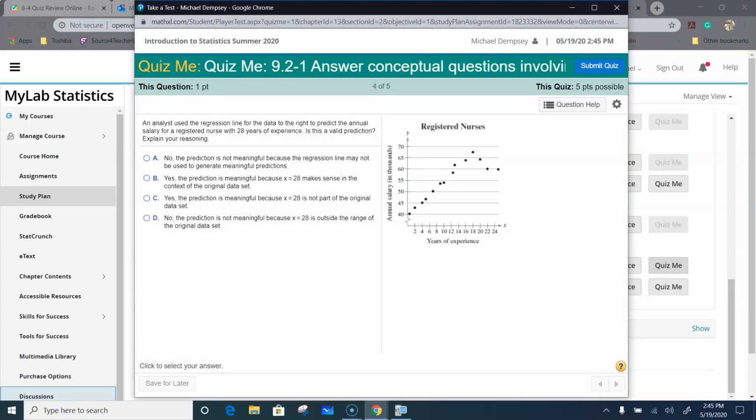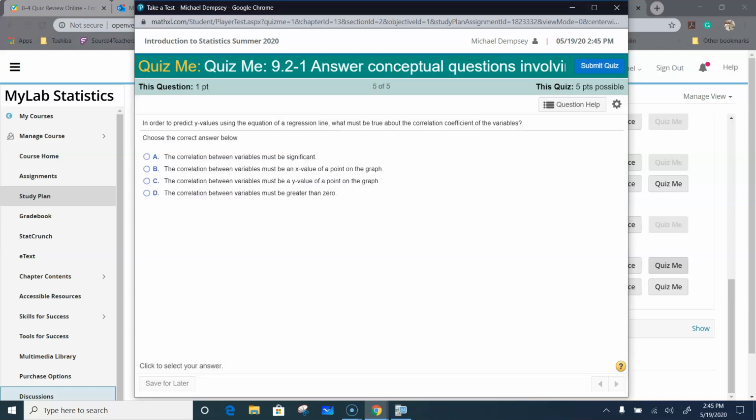And again, we have a scatter plot, right? So an analyst used the regression line for the data to the right to predict the annual salary for a registered nurse with 28 years of experience. Is this a valid prediction? It's not going to be, right? Because x equals 28 is outside the range. The furthest it goes is up to 24. So 28 doesn't look like it would be a valid number to use to make a prediction with.